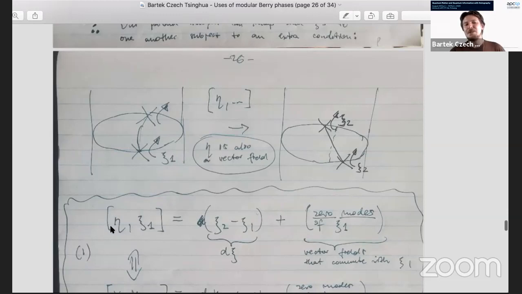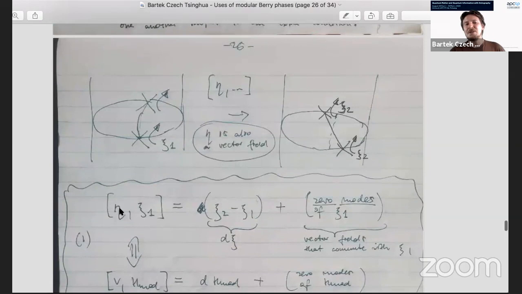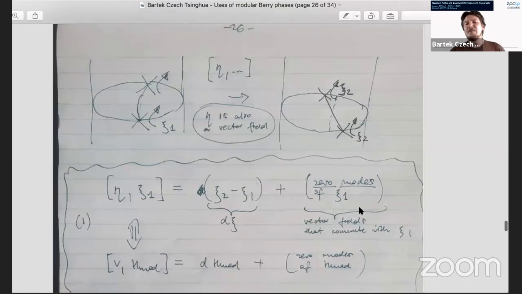In equations, I'm looking for some eta, which will also be a vector field, such that the commutator with the first boost generator gives me the difference of these boost generators, plus possibly some zero modes of psi, namely, possibly some vector fields that actually commute with psi. And that's how we will construe the first equation in the bulk in the language of vector fields.